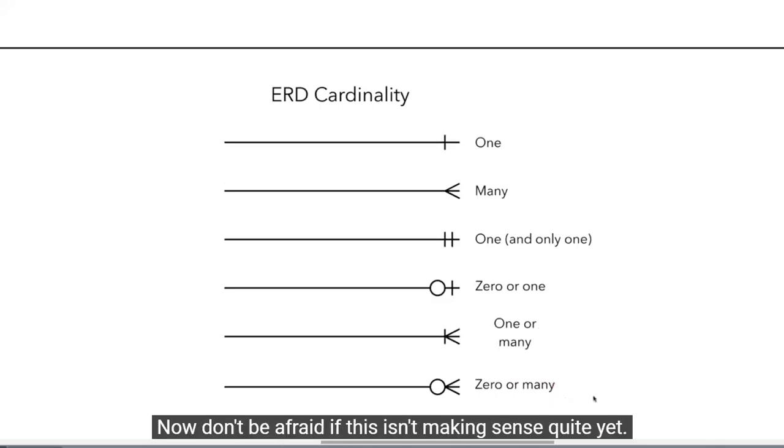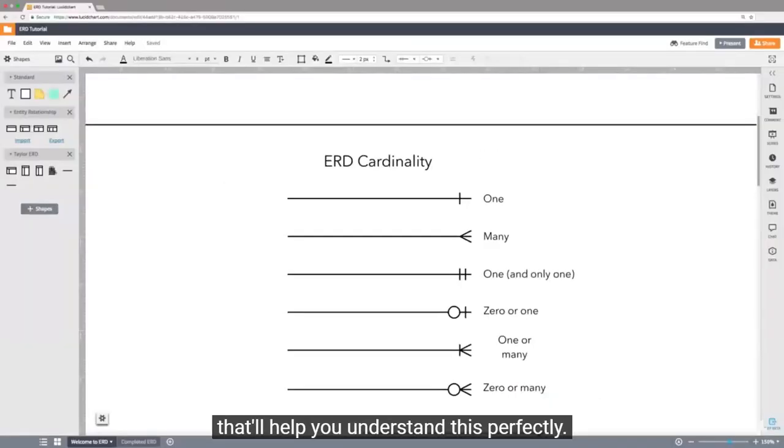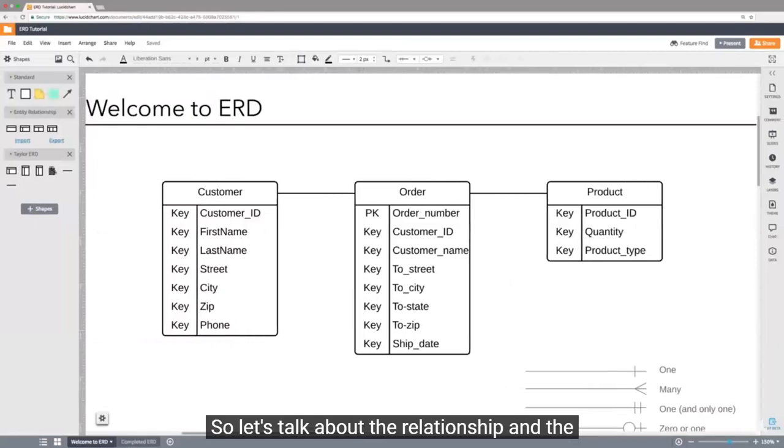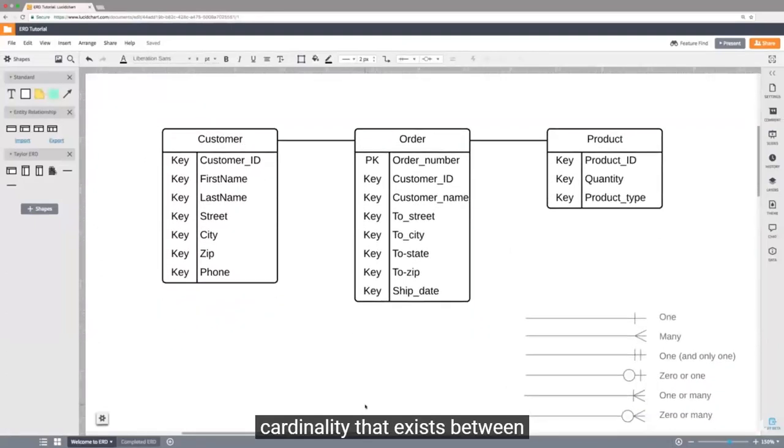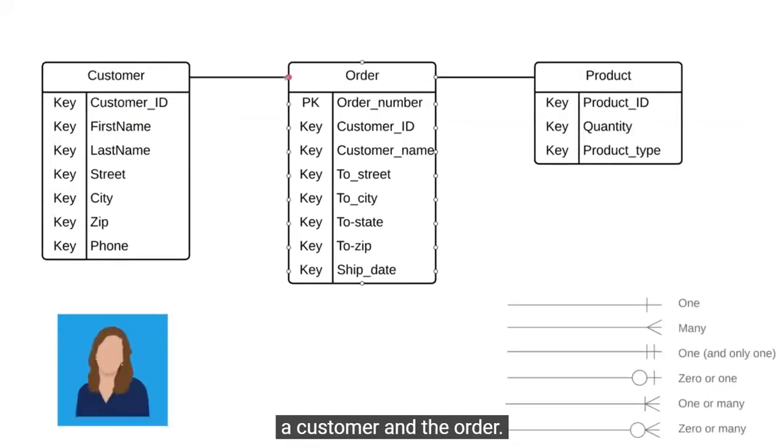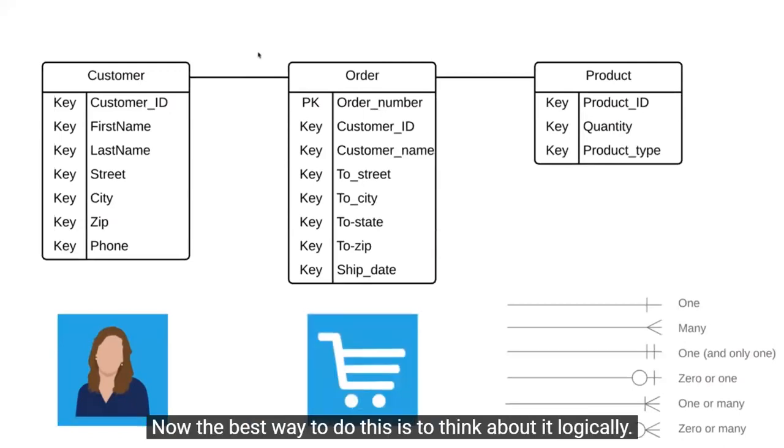Now don't be afraid if this isn't making sense quite yet. We're going to walk through some examples that'll help you understand this perfectly. So let's talk about the relationship and the cardinality that exists between a customer and the order. Now the best way to do this is to think about it logically.